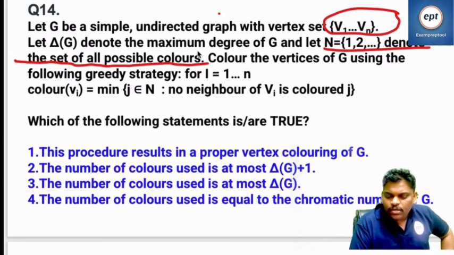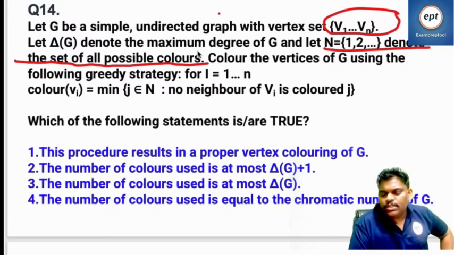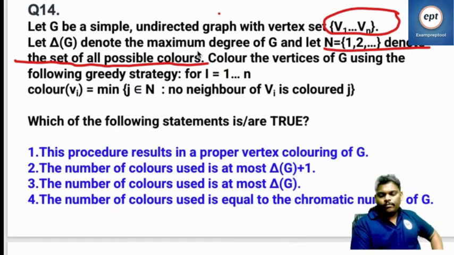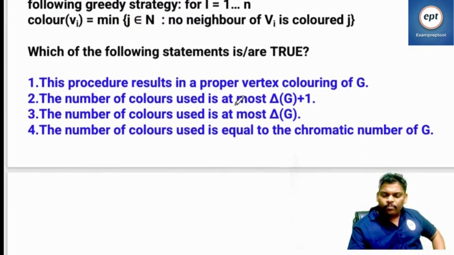Color the vertices of G using the following greedy strategy. For i equal to 1 to n, color of vertex Vi is equal to the minimum of j belonging to n such that no neighbor of Vi is colored j. Minimum j number. So can you help me with one small line?